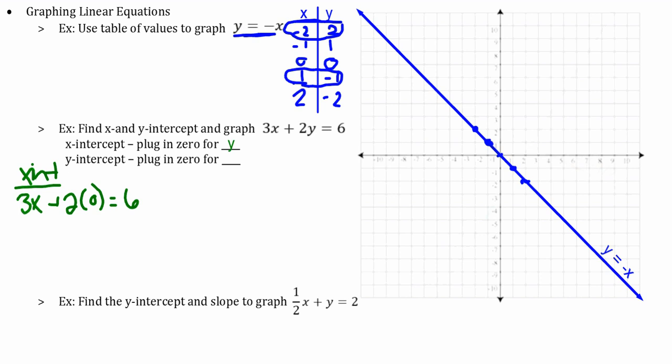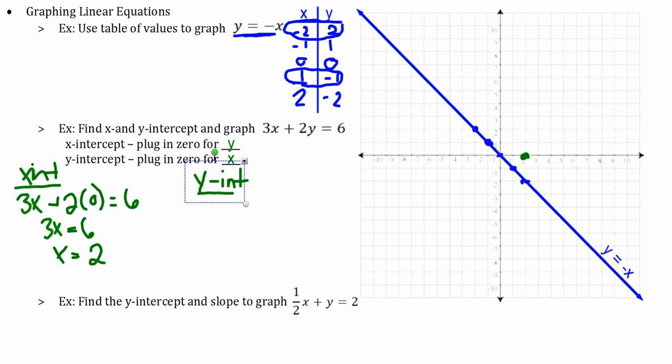So the 2 times 0 is just 0, and we're left with 3x equals 6. And if I divide by 3, then x is equal to 2. That means that 2 is my x-intercept. At 2 on the x-axis, that's where this line's going to cross. Now, one point isn't enough to graph a whole line, so I also need a y-intercept. And to get the y-intercept, just like in the x-intercept, I plugged in 0 for y. In the y-intercept, I'm going to plug in 0 for x.